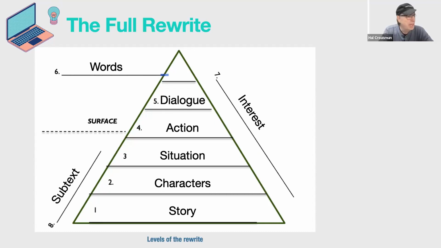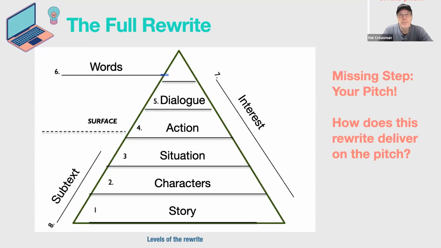Now, there's one thing that is missing from this, and that is your pitch. For a lot of people, they don't even write their pitch until they're absolutely completely done with the script and it's time to send it to somebody.